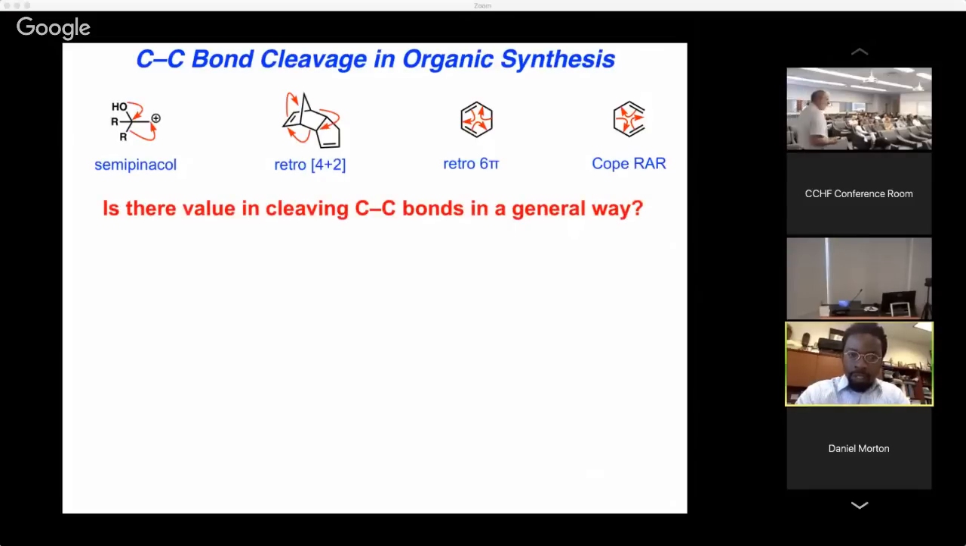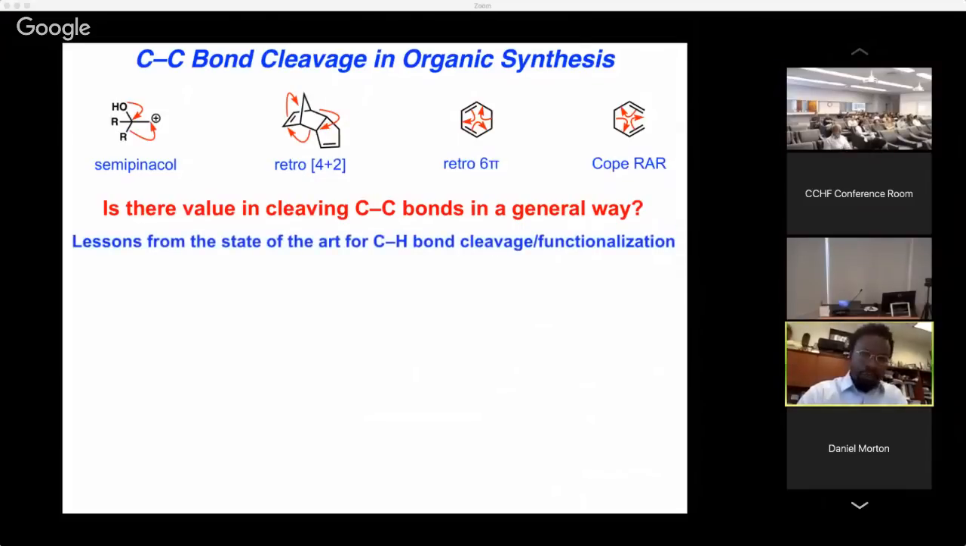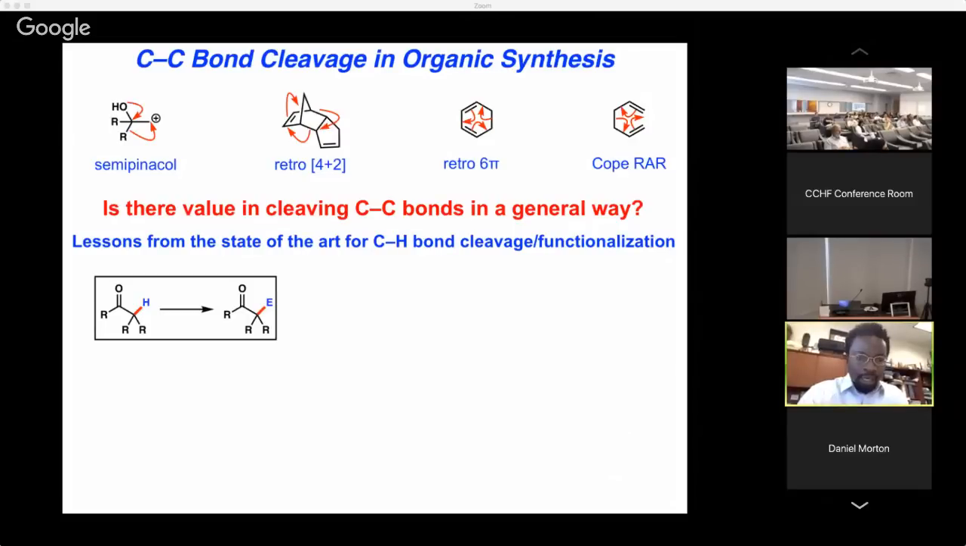And so we asked the question whether there's any value in cleaving carbon-carbon bonds in a general way, even in cases that might be devoid of the traditional functional groups that we think about. And of course, a lot of this is inspired and driven by lessons from the state of the art when it came to thinking about carbon-hydrogen bond cleavage and functionalization. And so in a classic example, one can think perhaps of the deprotonation of a carbonyl compound at the alpha position as an example of a CH cleavage in the traditional sense. And of course, this then is followed by a bond-forming process where an electrophile is introduced.